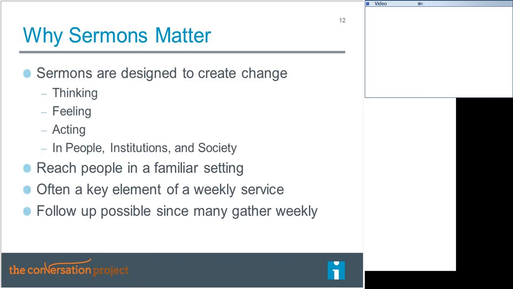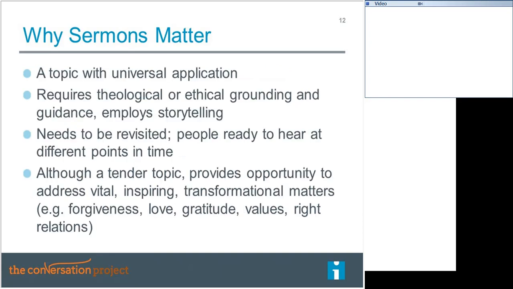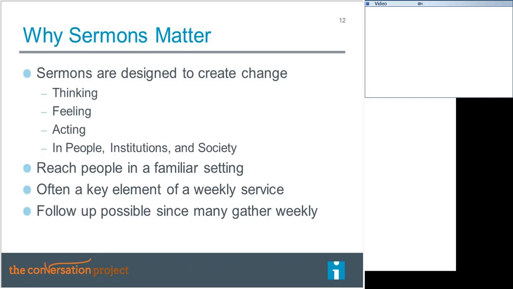Sermons matter as an activity for change because they reach people in a familiar setting on a regular basis. They're very often the key element of a weekly service and herald a message that the spiritual leader thinks and feels is important for their community to hear collectively.